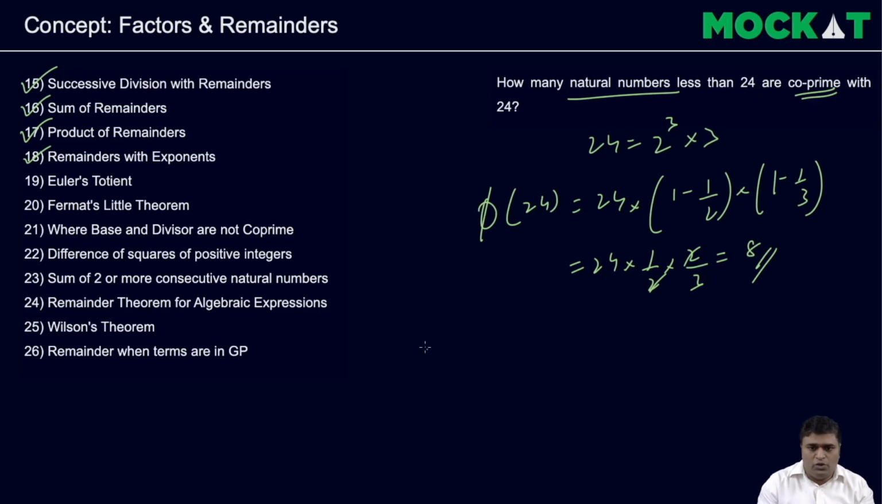Co-prime means the HCF of 24 and each of those 8 numbers less than it is going to be 1. Also to be noted is that the Euler's Totient of any prime number is going to be 1 less than it, because all numbers less than a prime number are going to be co-prime with it. So for 37 you can directly write it as 36. Or even if you apply the formula, you'll get the same result.